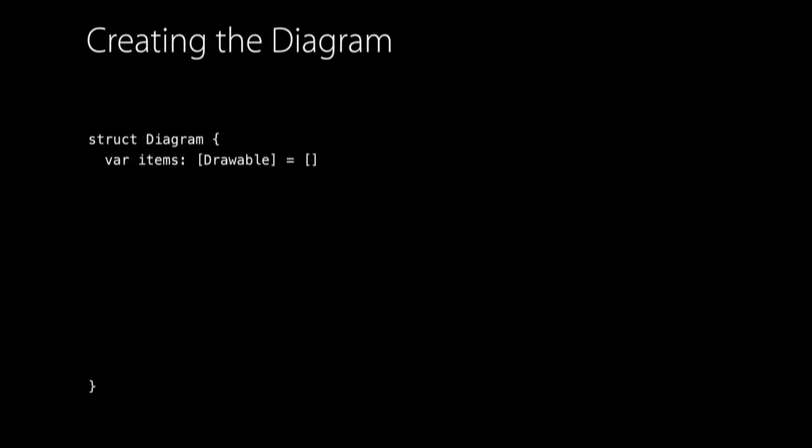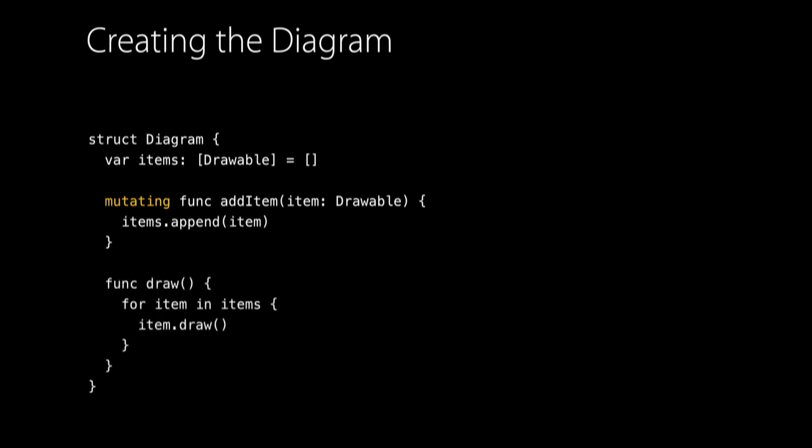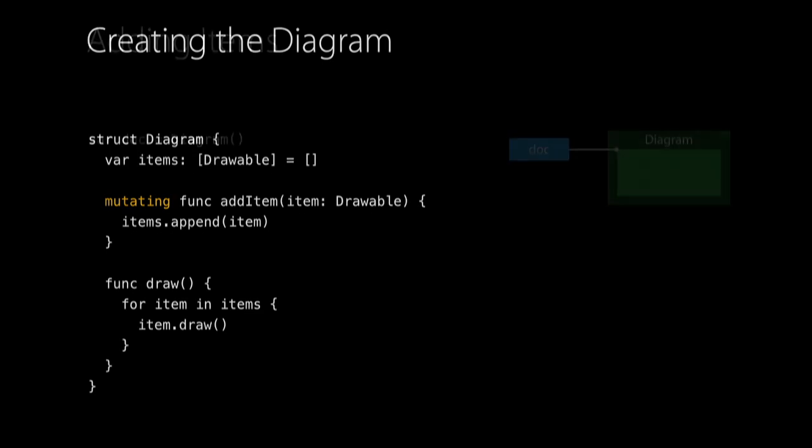Now back to our diagram. It's got this array of Drawables called items. We need to create a method to add items. Of course, that's marked as mutating because that mutates self. We're going to implement the draw method to simply iterate through that list of items and call the draw method on each item that's in the list.